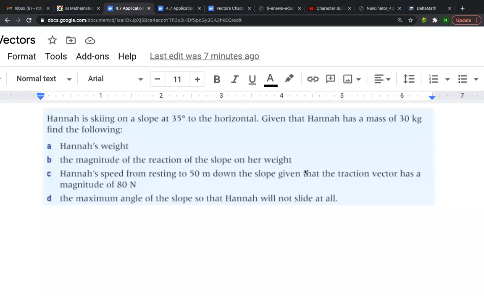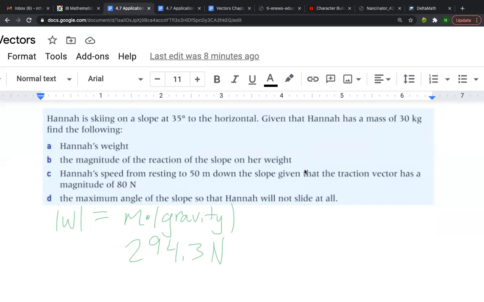So the first one is Hannah's weight. Most of you should remember that weight is the magnitude, so it's the mass times the magnitude of gravity, or absolute value of gravity. Sorry, goodness gracious. So in this case, when you plug in her mass of 30 kilograms, you should get 294.3 newtons. So that is part A.